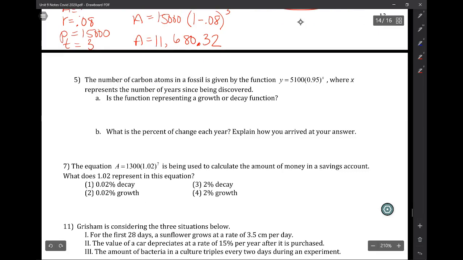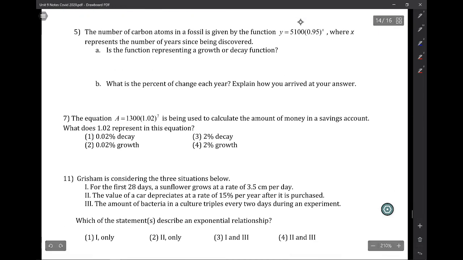All right, let's maybe do one more here, and we will call it a day. Actually, these ones are pretty simple. We could probably fly through all of these, honestly. Number 5, the number of carbon atoms in a fossil given by the following equation is the function representing growth or decay. That should be a very easy question for us to answer at this point.